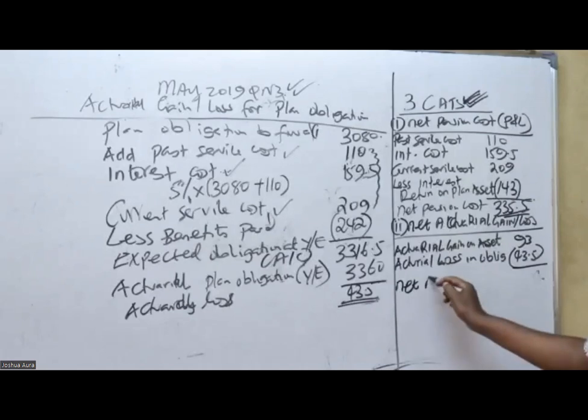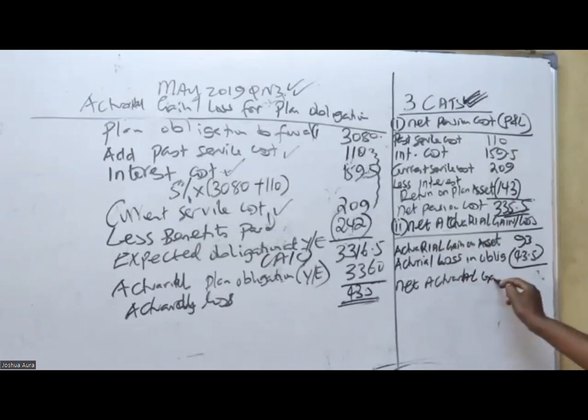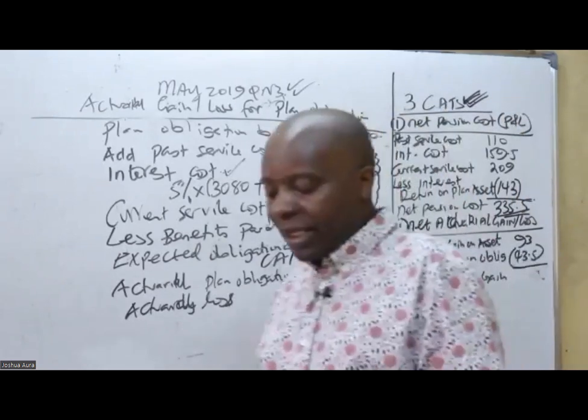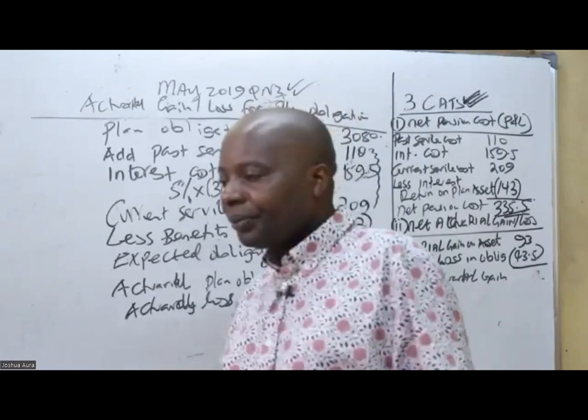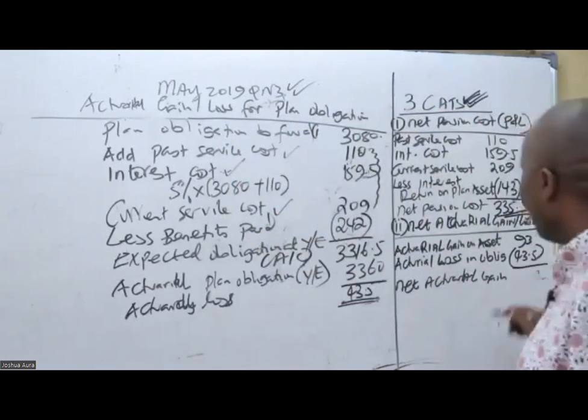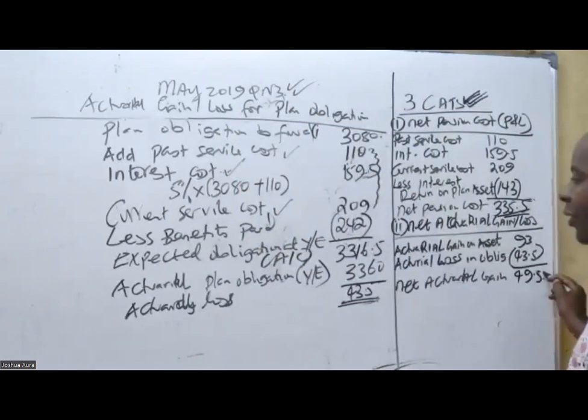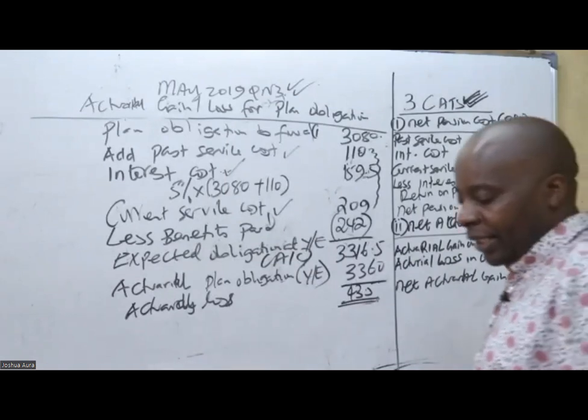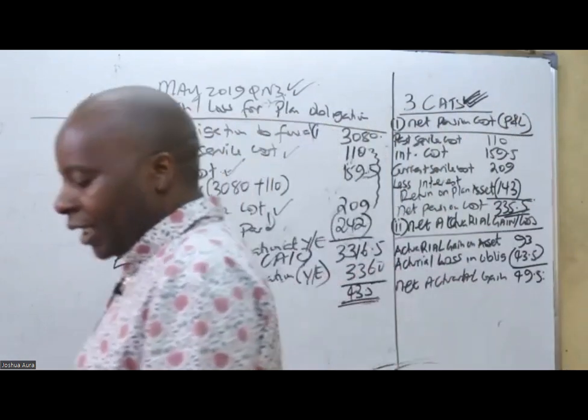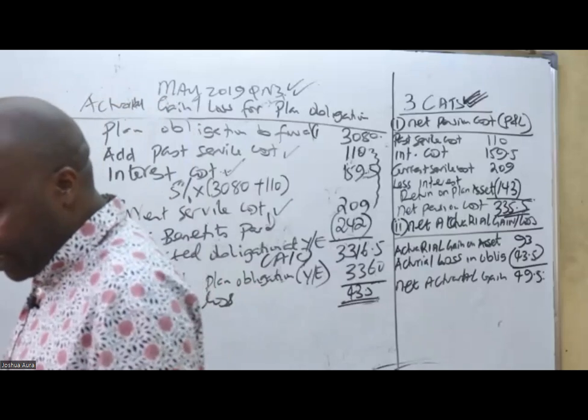It will be a gain. So what figure are we getting here for the net actuarial gain? We are getting 49.5. And then now the last account there is the net pension asset stroke liability.